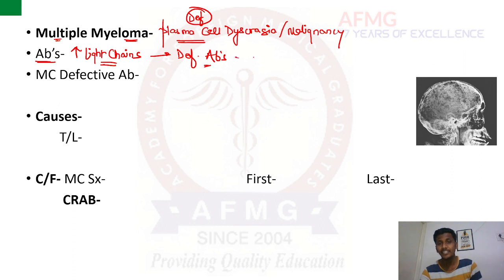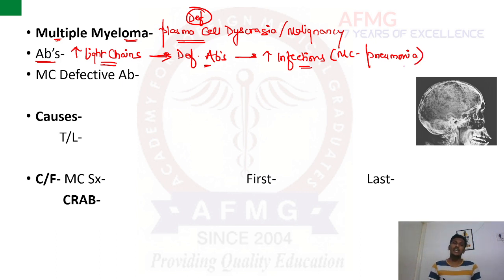If these defective antibodies or immunoglobulins are formed, they would not be able to fight infections in that individual, and therefore the person is at a higher risk of acquiring infections. The most common infection, if they ask you, is pneumonia. The most common infection which patients of multiple myeloma acquire is pneumonia, whereas they can also acquire pyelonephritis. Please remember this.